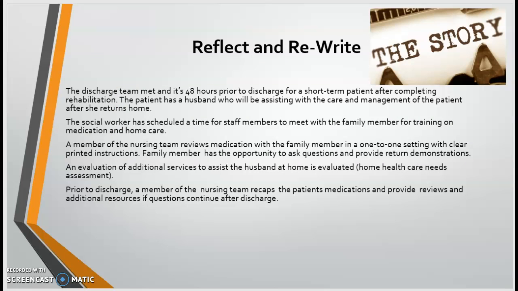So if we were to take a look back at how this narrative could be changed, we would know that there will be a discharge meeting held by a discharge team that will be inclusive of all disciplines within the organization, that the patient family would have a social worker assigned to them, and this social worker would steer and guide the training and schedule trainings for the patient family members with the nurses and care team. And the nurses would meet with the patient, give instructions on how to administer the medications, the times of the medication, and would also be provided return demonstrations from the patient family members. An evaluation of additional service to assist the husband at home would also be evaluated. We would need to know if the patient needed assistance at home.